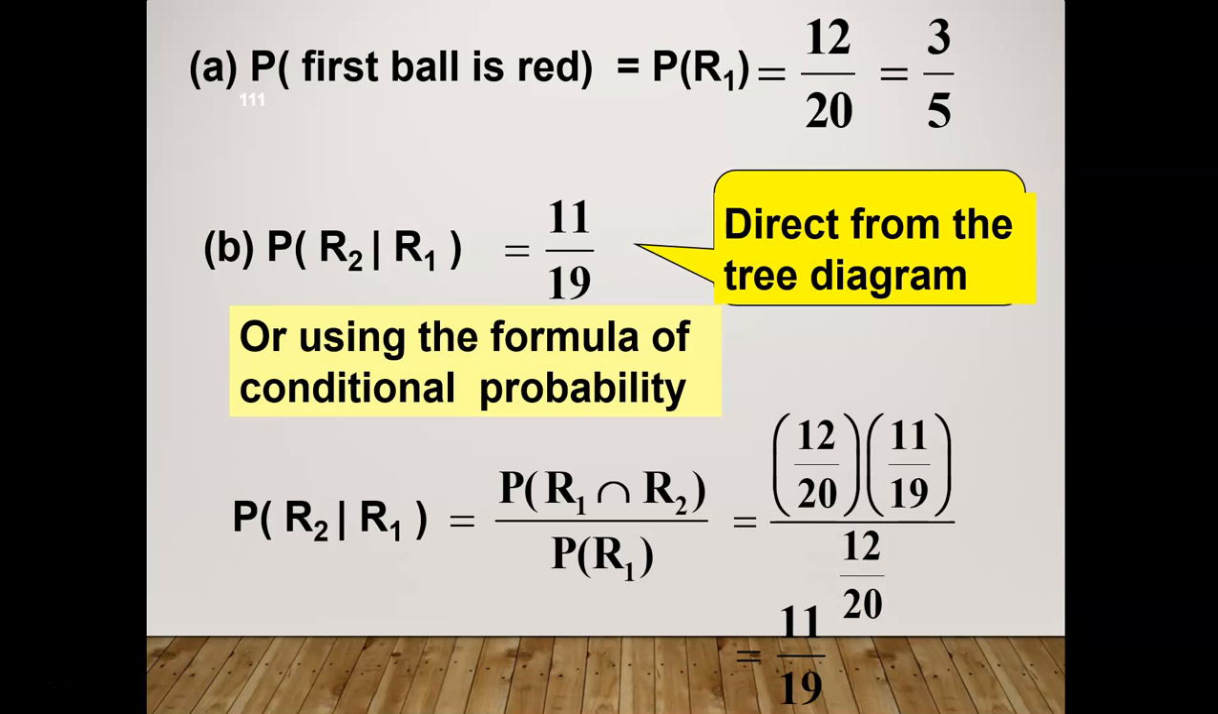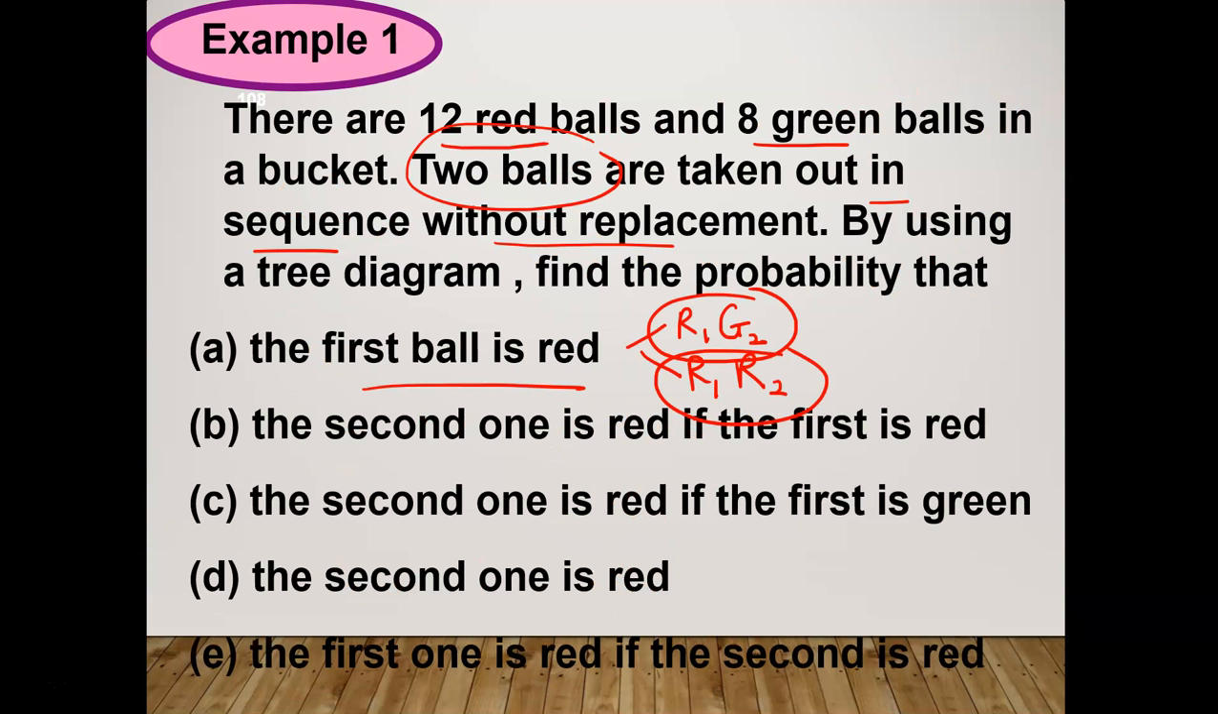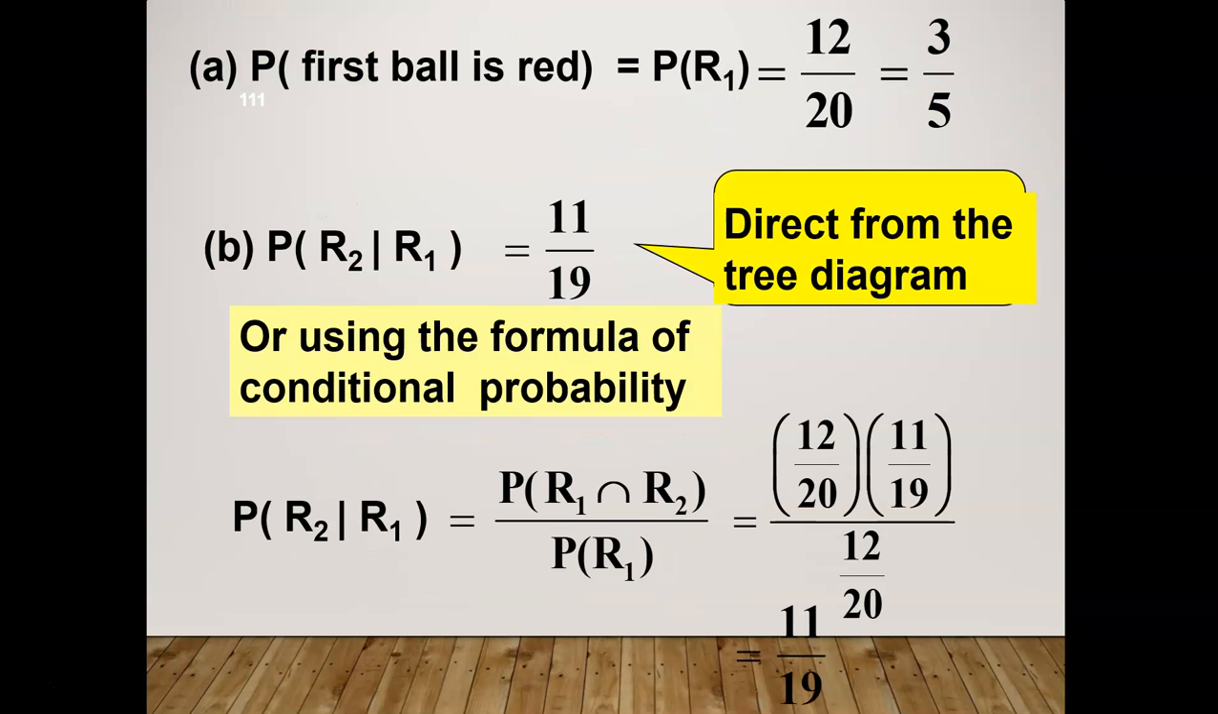12 over 20. Right, the first ball is red. 12 over 20. Oh, okay. Sekejap ya. Find the probability the first ball is red. So what is the probability for this one? Calculate ini. It should be the same with this answer. Okay. This is overall kan. Dia bagi ni. This is overall.